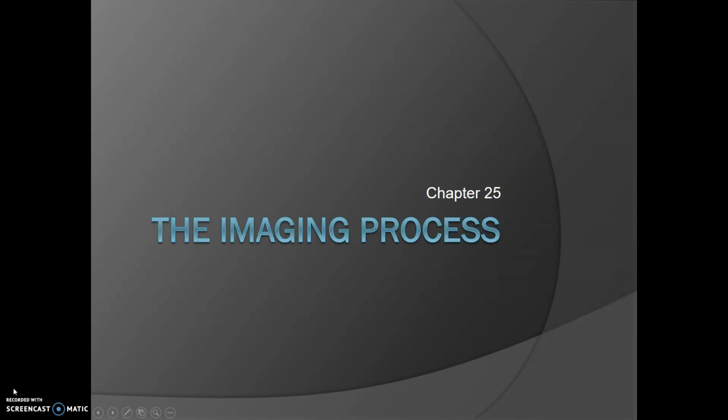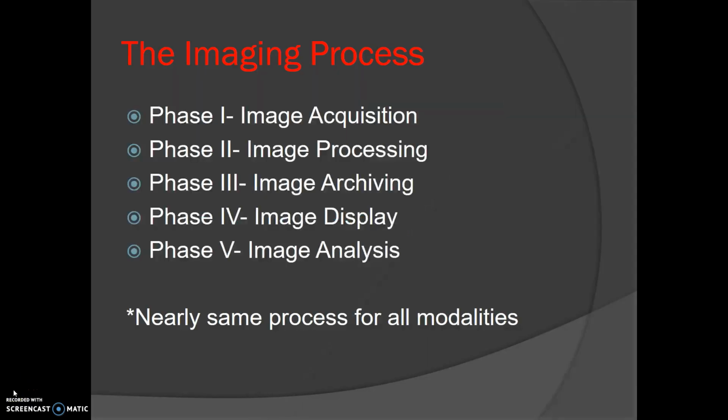Today's lecture will cover the imaging process. The imaging process involves many phases. Phase 1 is image acquisition. Phase 2 is image processing. Phase 3 is image archiving. Phase 4 is image display, and Phase 5 is image analysis.